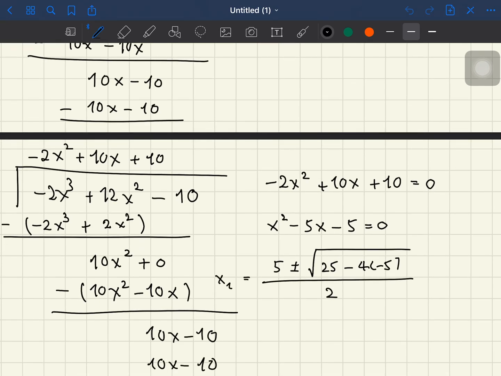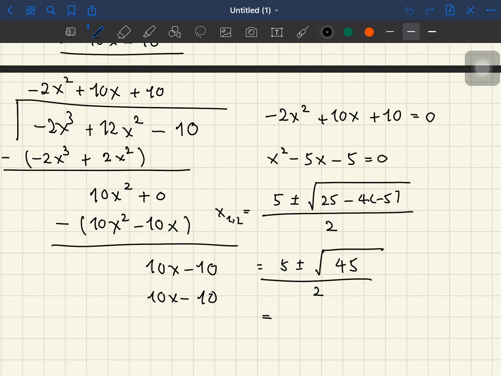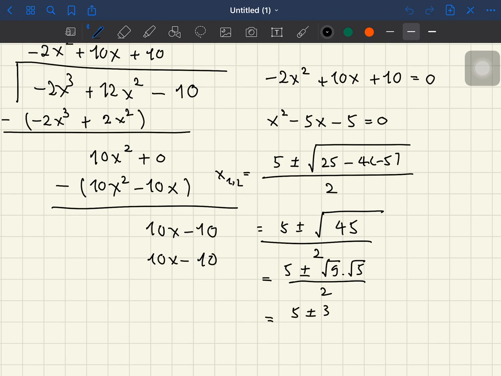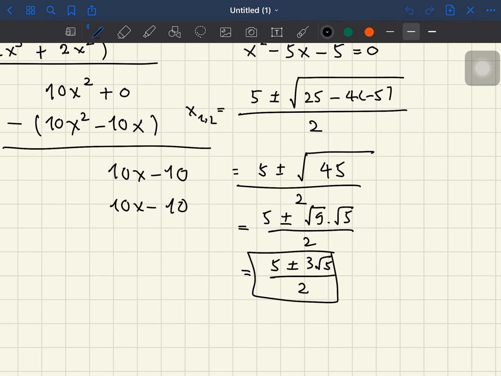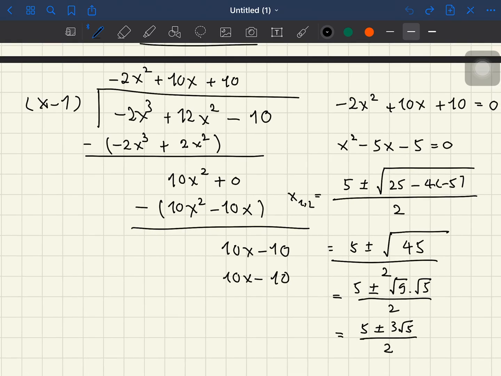This is 2, and this is your x, 1, 2. And then you will have your 5 plus minus the square root of 45, over 2. And then we can take out the 4, you will have a 9 and then 5. So 5 plus minus square root 9 times square root 5, and then you will have 5 plus minus 3 square root 5 over 2. I purposely did this because I have seen a bit like a golden ratio. In fact, the answer involves a bit of golden ratio. So this is actually the solution for x.